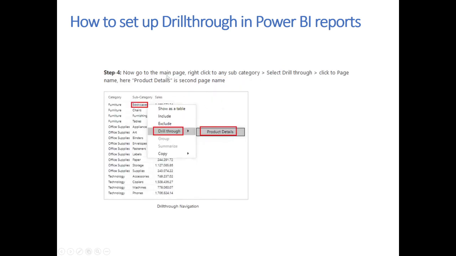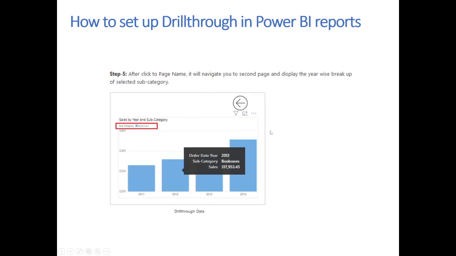Now go to the main page, right-click on any subcategory and select Drillthrough. So subcategory, Drillthrough, and then click the page name here, Product Details, which is the second page name. After clicking the page name, it will navigate you to the second page and display the year-wise breakup of the selected subcategory. So when you click on bookcases, it will show here the sales for bookcases.